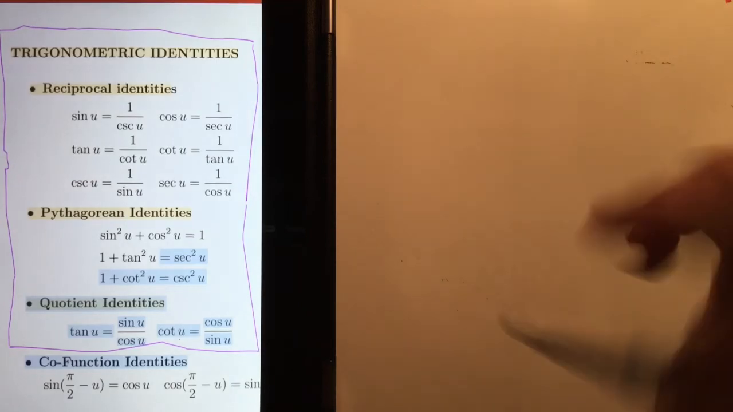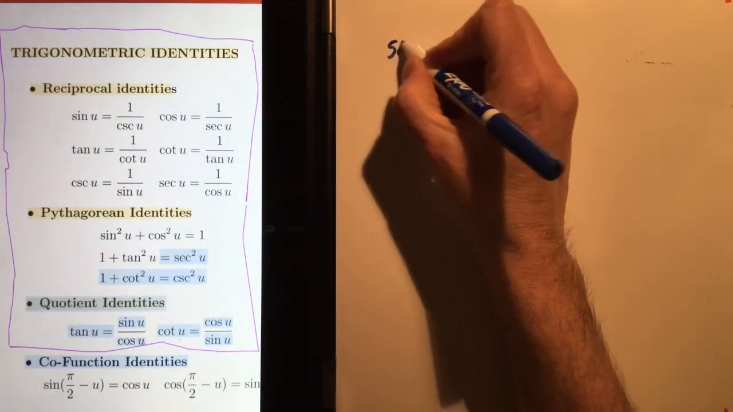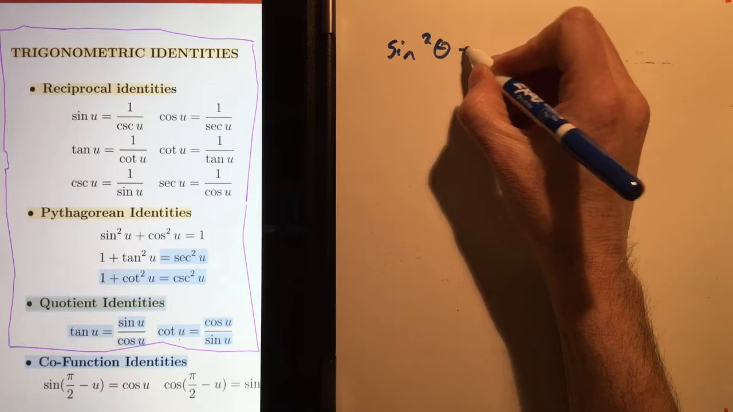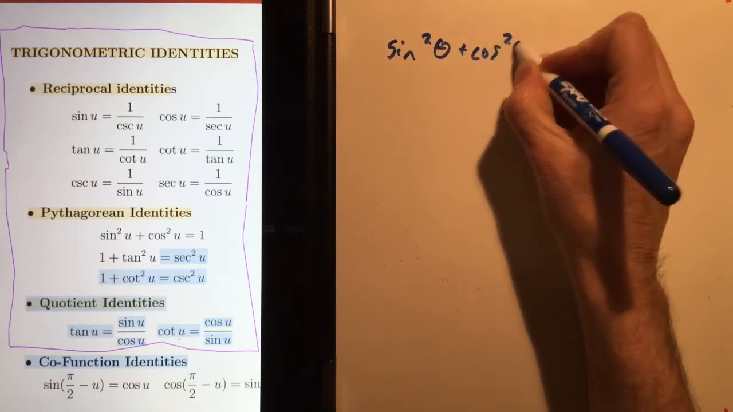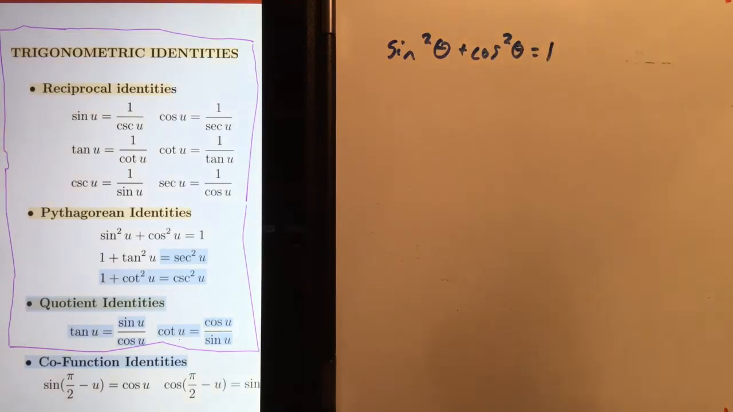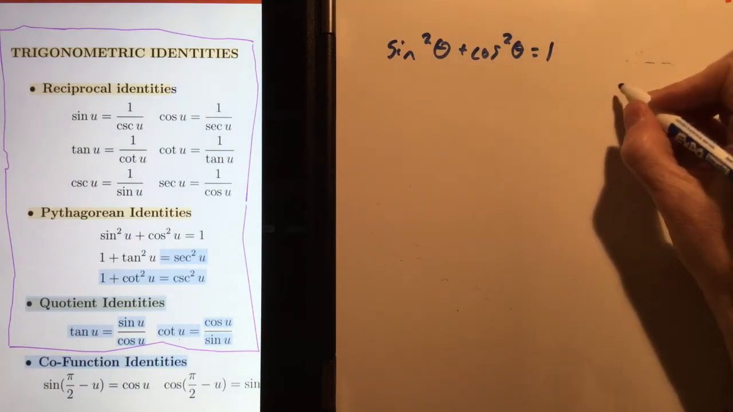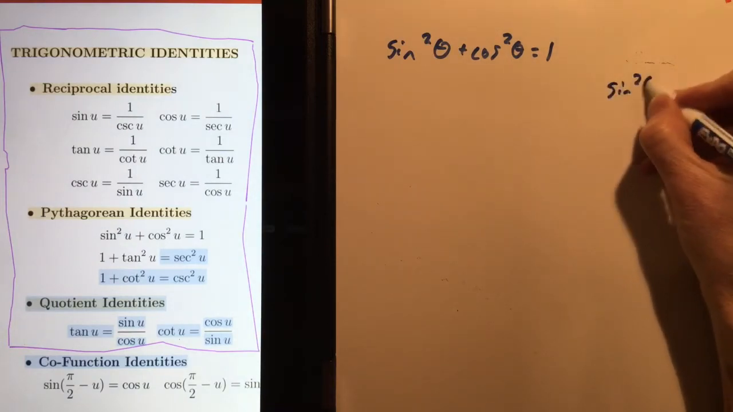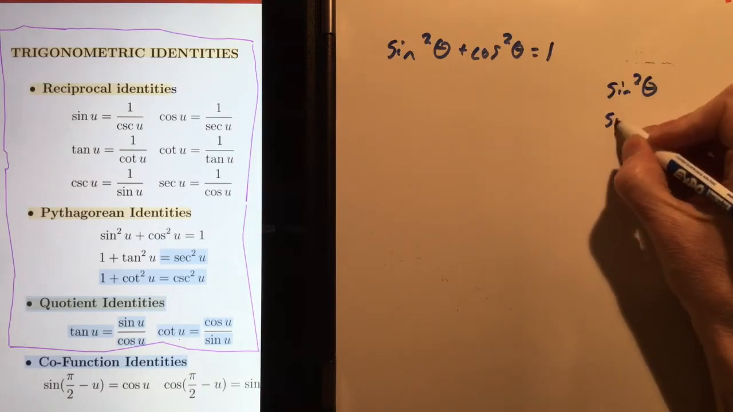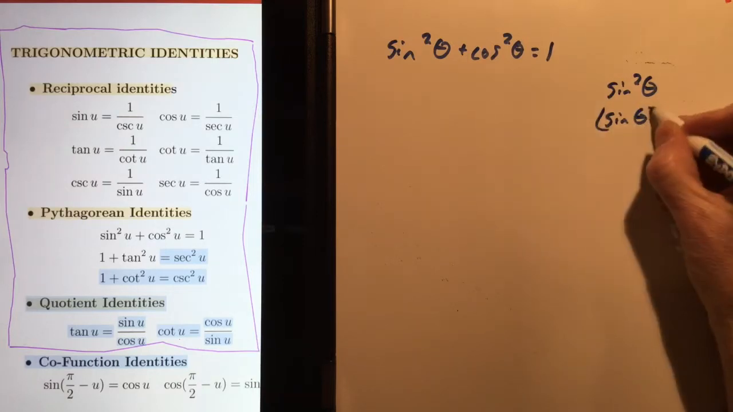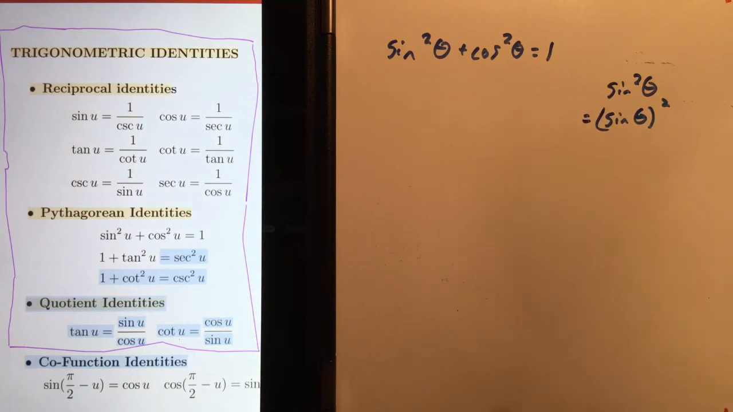Okay, let's have a look at this one. Sine squared theta plus cos squared theta equals 1. Oh, we haven't talked about sine squared theta. Okay, sine squared theta means the same thing as sine of theta all squared.